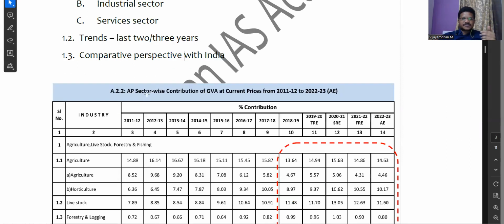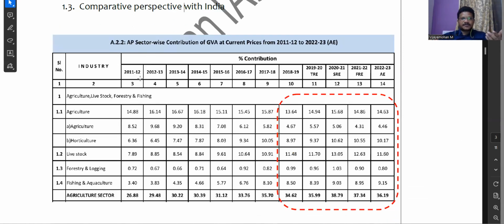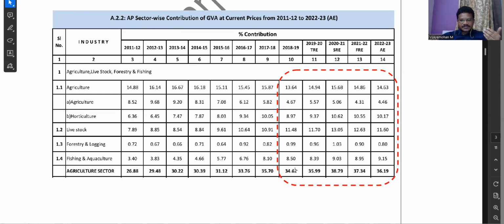Now for the sake of aspirants' comfort, I have taken one annexure from the socio-economic survey. Now just see the sectoral contribution, the sector-wise contribution of GVA at current prices. Now just see the agriculture sector contribution in 2018-19: 34.62, 35.99, 38.79, 37.34, 36.19.